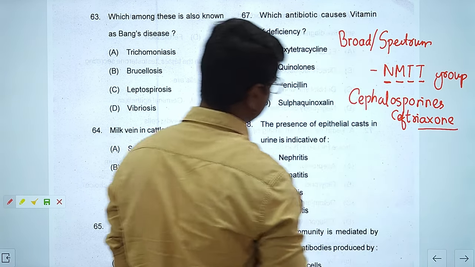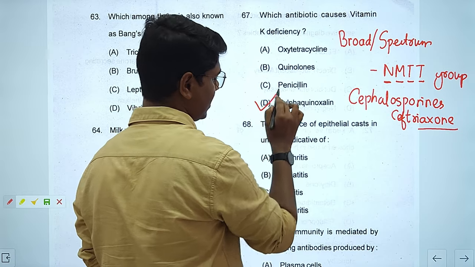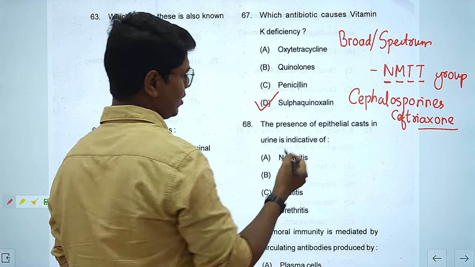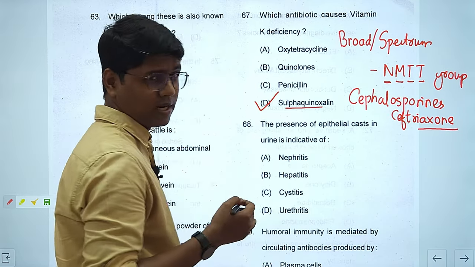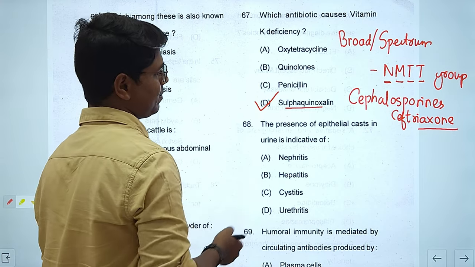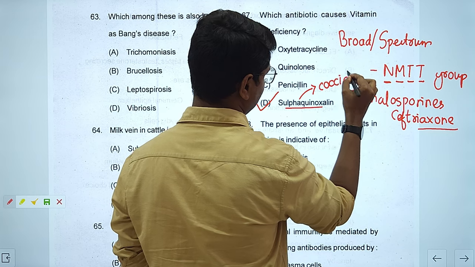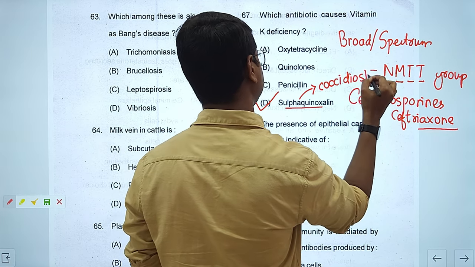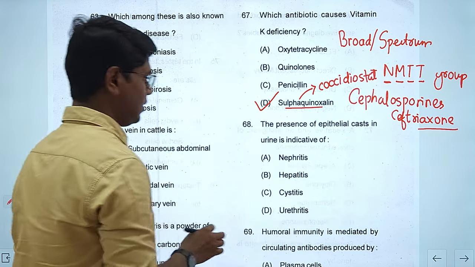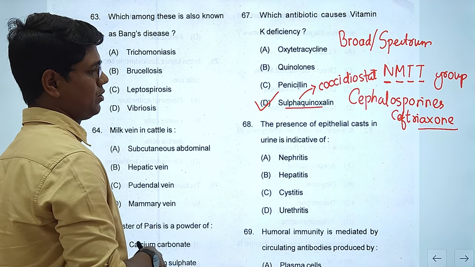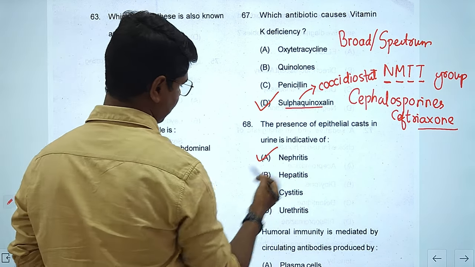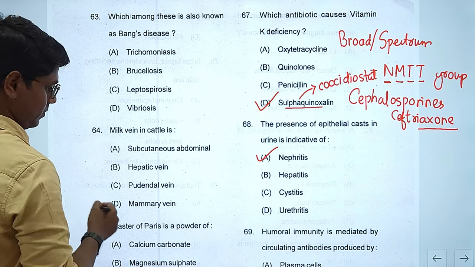Okay, but for this particular question, the answer is sulfaquinoxaline. The paper is there regarding use of sulfaquinoxaline in dogs causing vitamin K deficiency. It is basically a coccidiostat. The presence of epithelial cast in urine is indicative of nephritis.